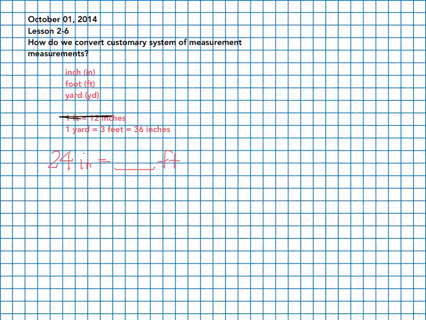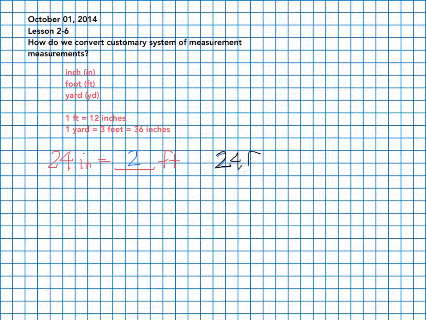It says here 1 foot is 12 inches. So if I have 24 inches, there are 12 inches in a foot, I'm going to divide that by 12, and I'm going to get 2 feet.